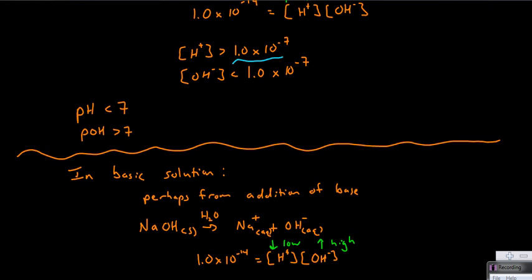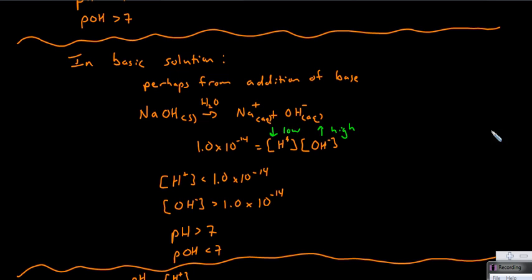What if, however, we had a basic solution? Perhaps we had some water, and then we were to add some base, such as sodium hydroxide solid. That sodium hydroxide would dissolve within that water and produce sodium ions and hydroxide ions. Or, similarly, you could place ammonia into water, and that would react with the water and give us ammonium and an increased concentration of hydroxides.